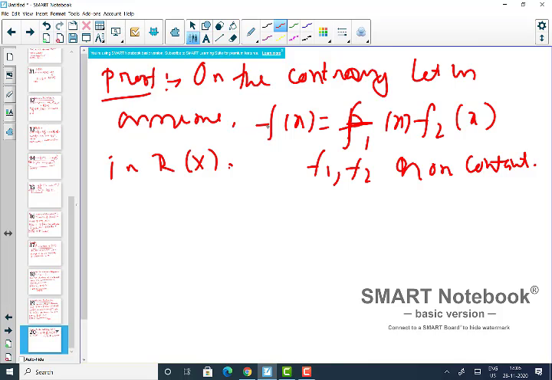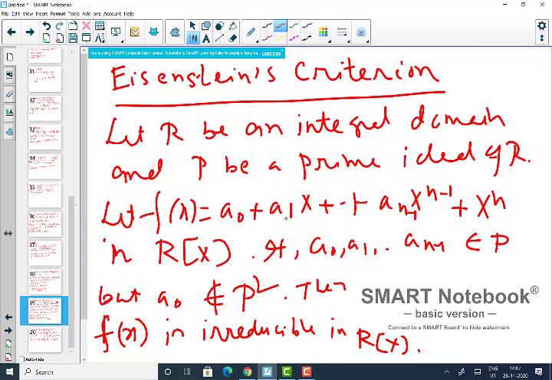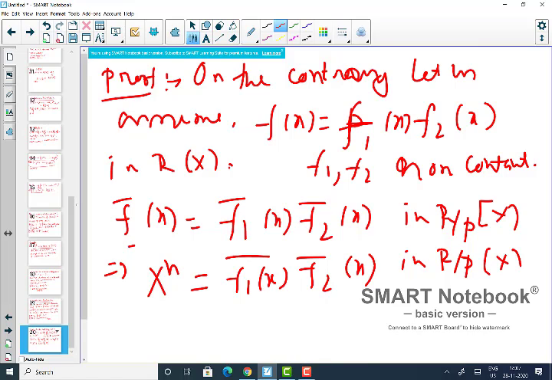Now what will be the image of this polynomial inside R mod P? Then you write down f bar x equal to f1 bar x, f2 bar x in R mod P over x. But the moment you go R mod P, you see that a0, a1, up to a n minus 1, all vanish. So what does that mean? That means f bar will become x power n, and that will be f1 bar x times f2 bar x. That will be inside R mod P.